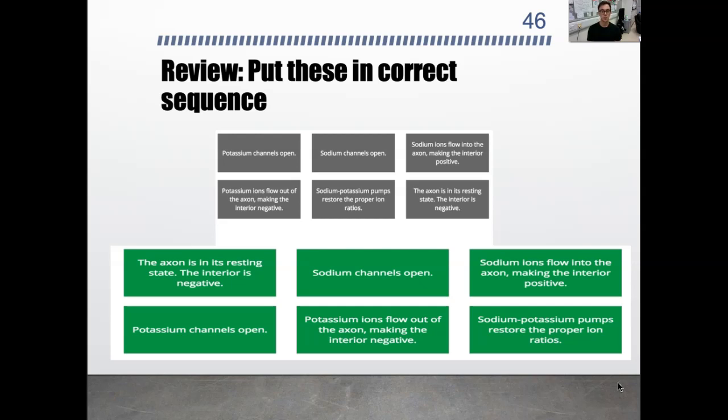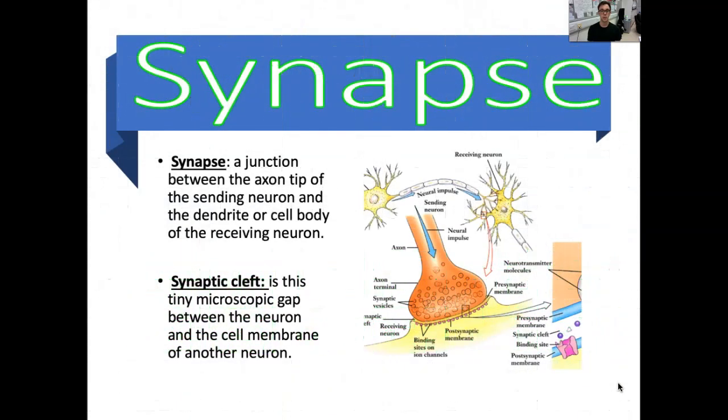Next, we're going to talk about communication between the neurons. So let's get into that. When we talk about the synapse, okay, the synapse is the junction where information is transmitted from one neuron to the next neuron. Okay, and within this synapse, you have something called the synaptic cleft. Okay, they're different. The synapse and synaptic cleft are different. Sometimes students confuse those on the tests. But this is the tiny microscopic gap between the neuron and the cell membrane of another neuron. Signals have to cross this little cleft, this little gap, to reach other receiving neurons.